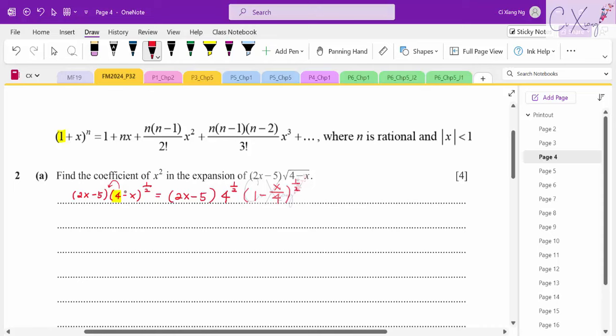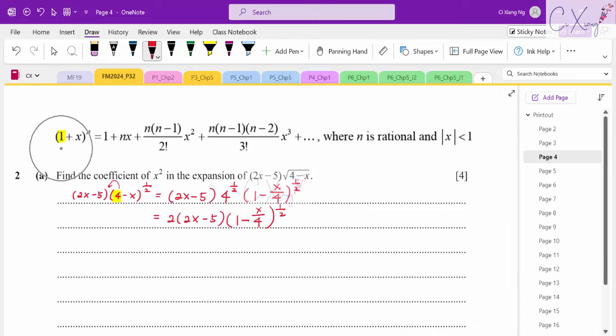Okay, so what is the square root of 4? Square root of 4, you get a 2, right? So I'll put the 2 in front since we are not going to expand it also. So I'm having 2x minus 5, then 1 minus x over 4 power half. If I observe this bracket now, it is the same as what we have here, right? So the first term starts from 1. For this particular bracket, the x is now negative x over 4. And then what's the n here? The n here will be the half in our question.